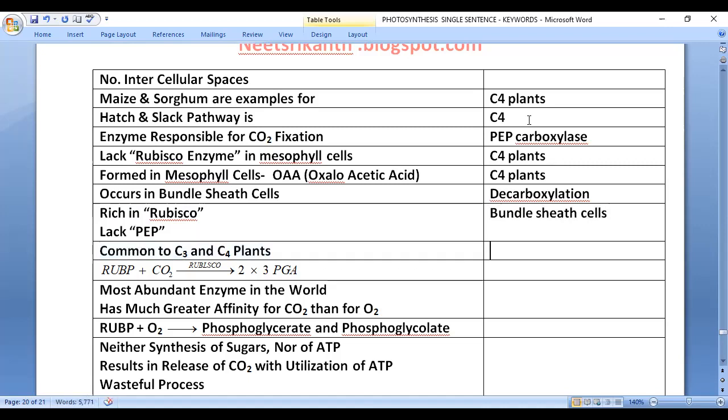Common to C3 and C4 plants is the Calvin pathway. The given equation explains photorespiration. Rubisco, the most abundant enzyme in the world, has much greater affinity for carbon dioxide than oxygen. RuBP plus oxygen forms phosphoglycerate and phosphoglycolate. That is photorespiration in C3 plants.